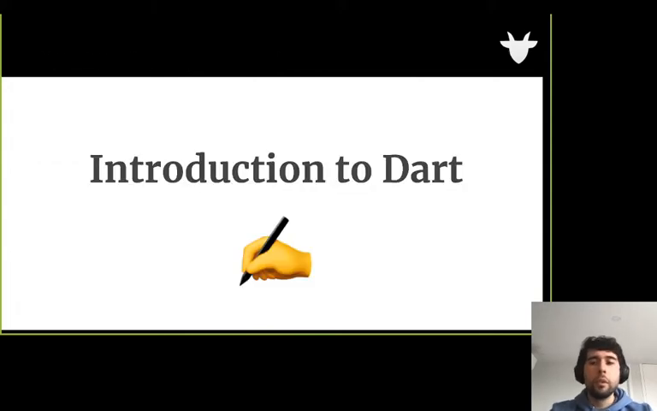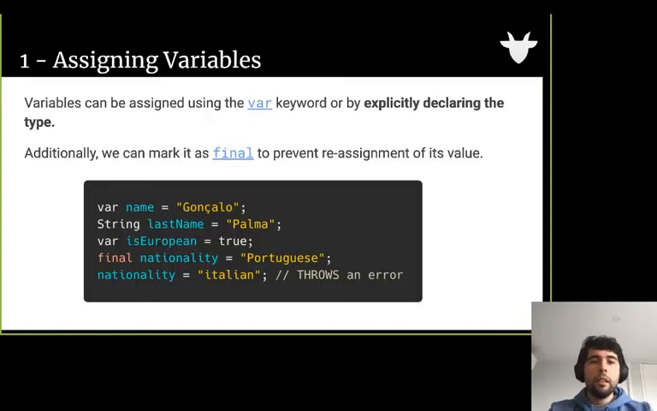Now, this is all good and fun, but let's get our hands dirty. And let's start with an introduction to Dart. In Dart, we can start by assigning variables. A variable can be assigned with the var keyword. You can see on the first line I say var name equals Gonçalo.